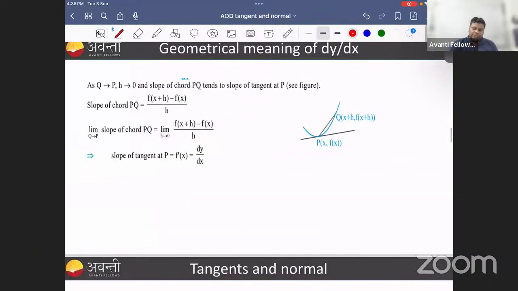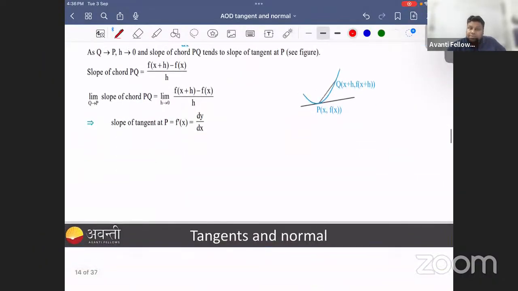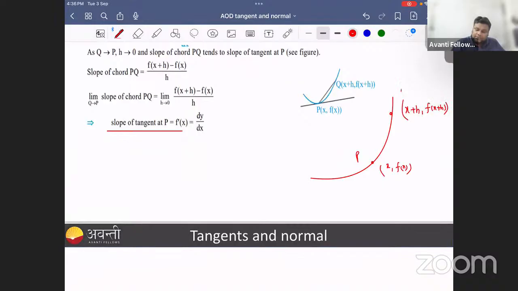Now what is the equation? See, this is the same thing I have also explained to you in application of derivatives. Okay, slope of tangent is f dash x, that is dy by dx. Why so? Say this is the curve. There is a point x comma f of x. Then there is a point, say this is P, this is Q. This is x plus h, f of x plus h. This is a chord.